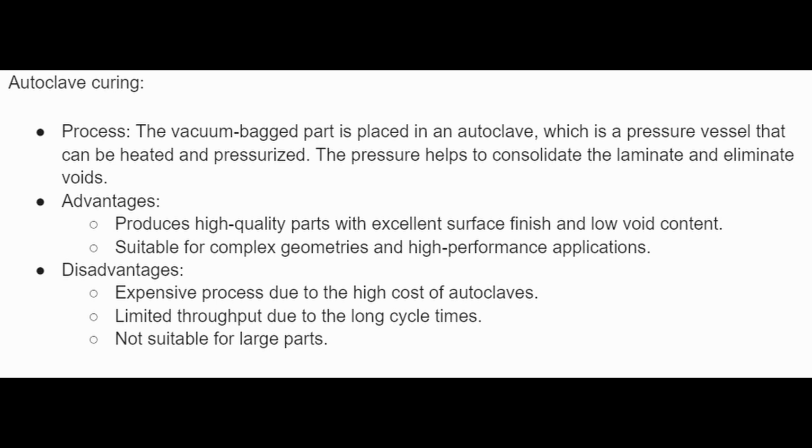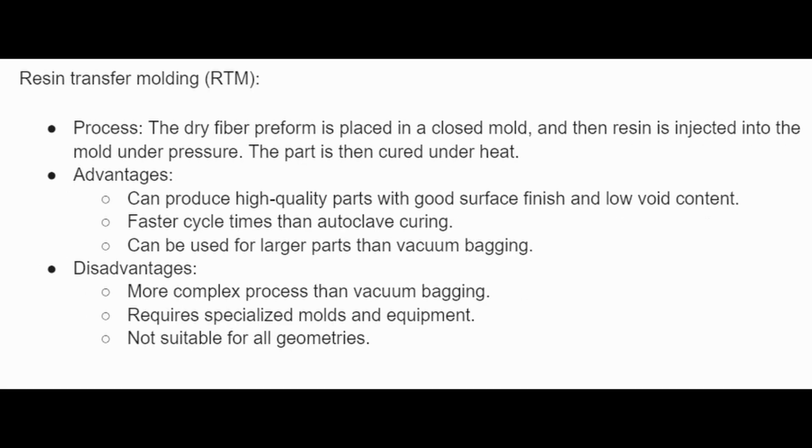Disadvantages: expensive process due to the high cost of autoclaves. Limited throughput due to the long cycle times. Not suitable for large parts. Resin transfer moulding (RTM) process. The dry fibre preform is placed in a closed mould and then resin is injected into the mould under pressure. The part is then cured under heat.